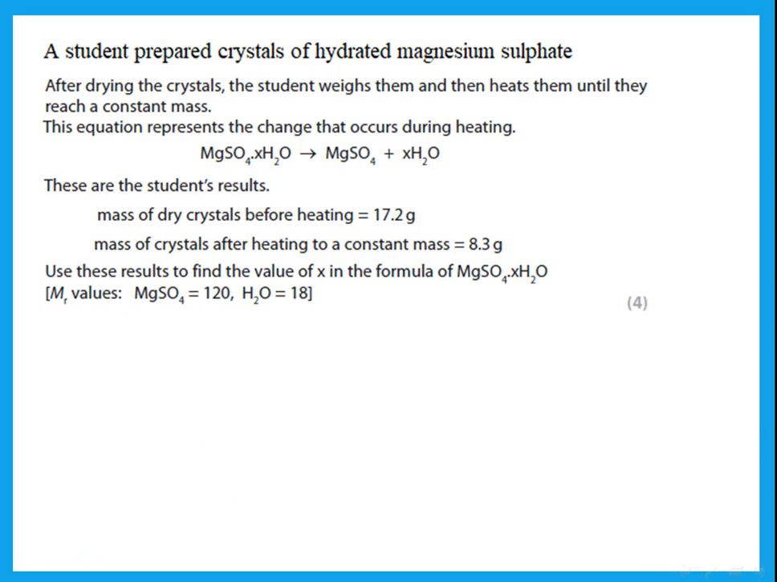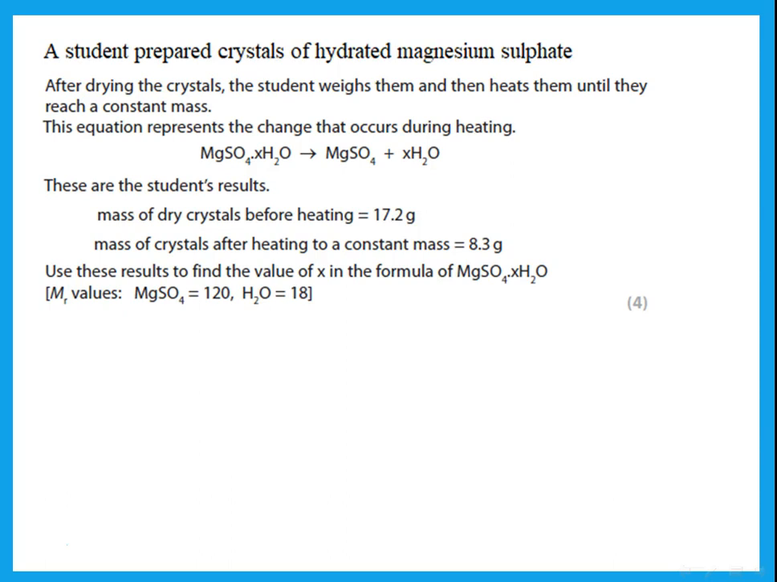Okay, these are the students' results. The mass of the dry crystals before heating is 17.2. So that means that all of it with the water was 17.2. Now, the mass of crystals after heating to a constant mass, heating to a constant mass means he heats until he gets rid of all the water. That gives you 8.3 grams.